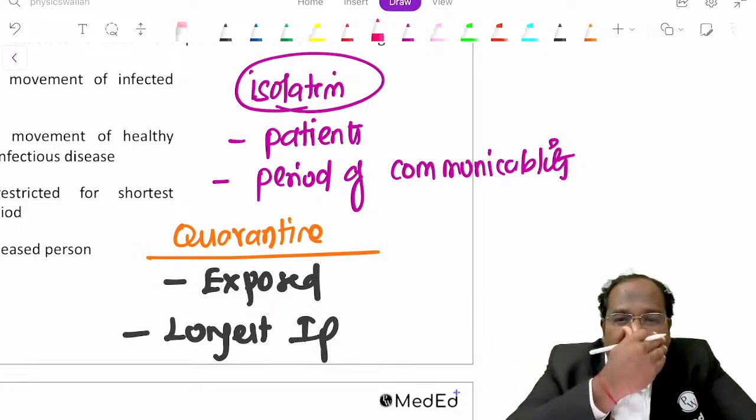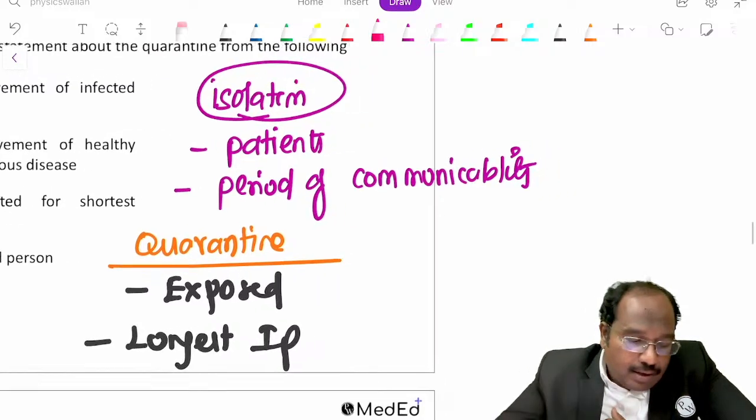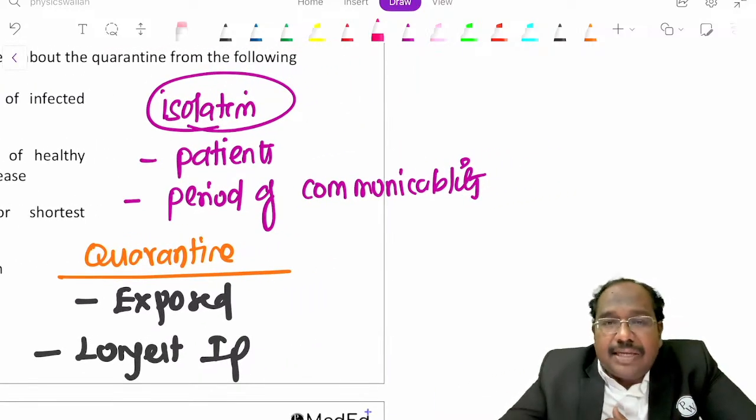Somebody is entering into India, they are not having a yellow fever certificate. The incubation period for yellow fever is 3 to 6 days. So you have to quarantine them for 6 days. Okay, fine. Now what about isolation? Isolation is on patients, period of communicability.